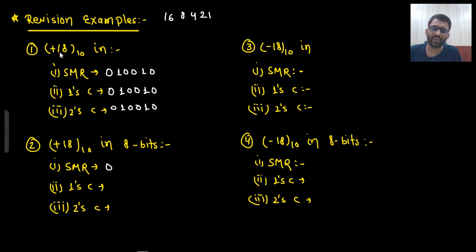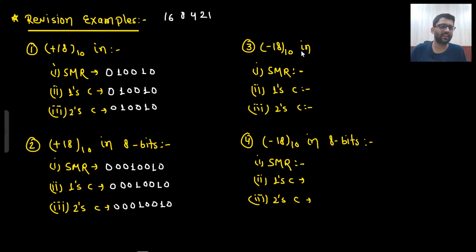Basically you need to denote 18 in 7 bits. 18 can be denoted in 5 bits only, so 2 more 0s will come. And all these are the same only. For a positive number, all these are the same only, so you will not do anything.